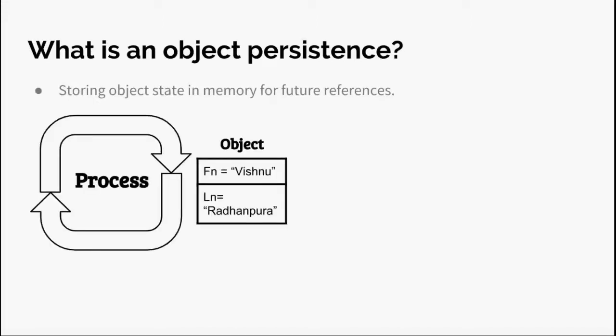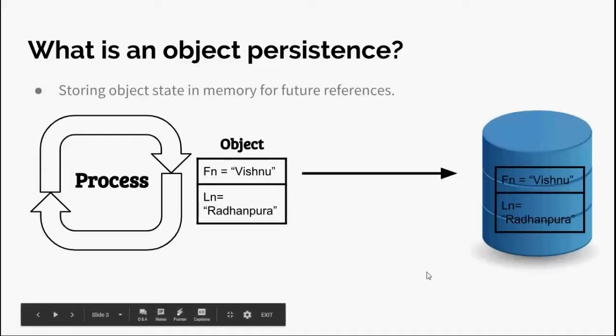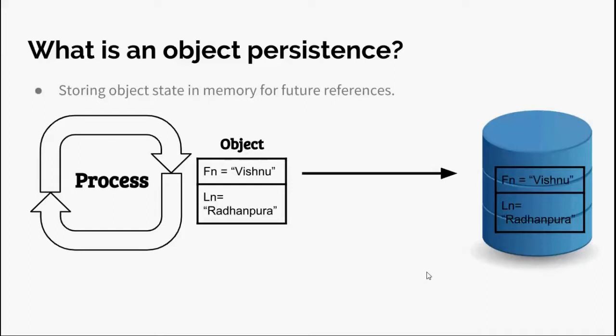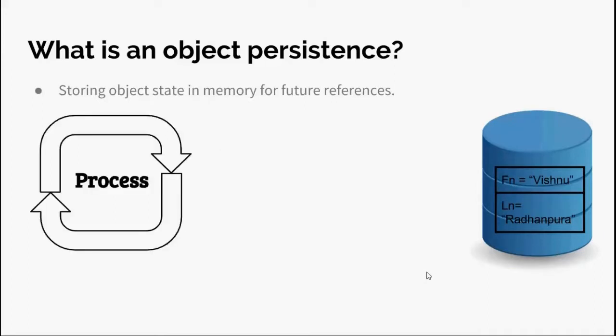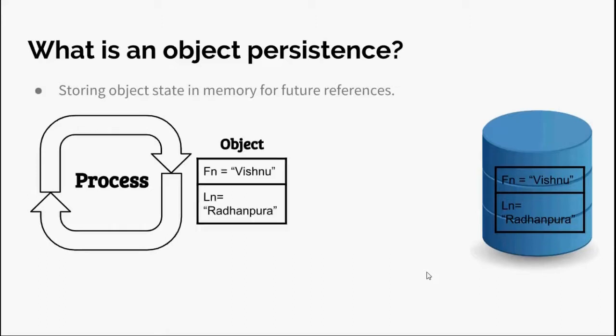Suppose a process is going to be completed and the process is currently working with this object. This object has two data members. The first one is first name and the second one is last name. Now the process wants to save or persist this object. It can do it with memory. It stores object data in memory. Now the process is terminated. Whenever this process is recreated, it can recreate the object from this memory data.